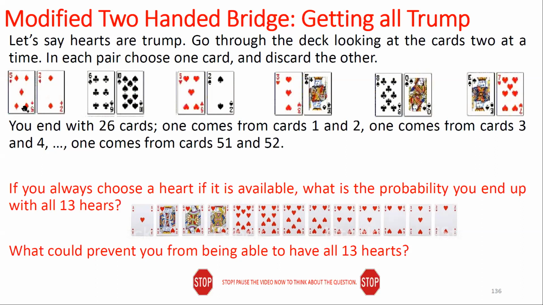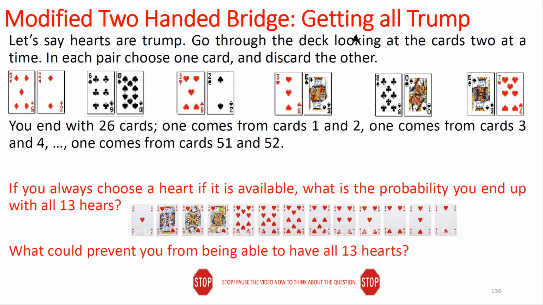So here, if your first 2 cards are the 5 of diamonds and 2 of diamonds, does it matter which one you keep? I would keep the 5 right. But over here, does it matter? No. What about the 5 of hearts? Yeah. Take the heart. 3 of hearts, king of clubs. Yeah, take the heart. Okay, so here's the question. Is it possible to end up with all the hearts? Yeah. What is the probability you do that? And what could prevent you from being able to have all 13 hearts?